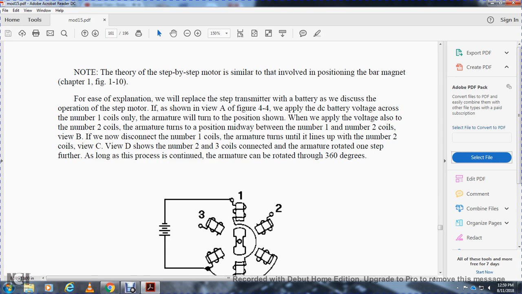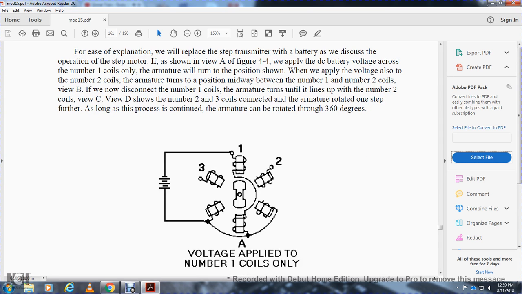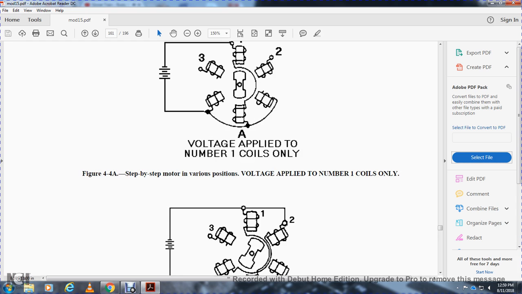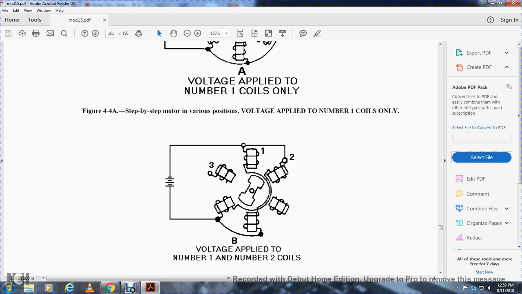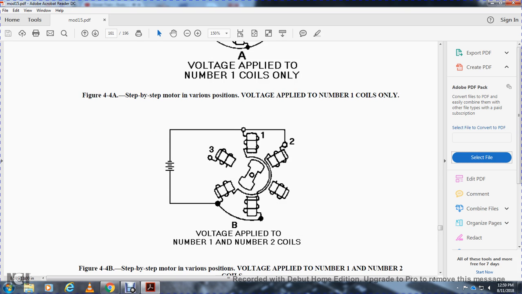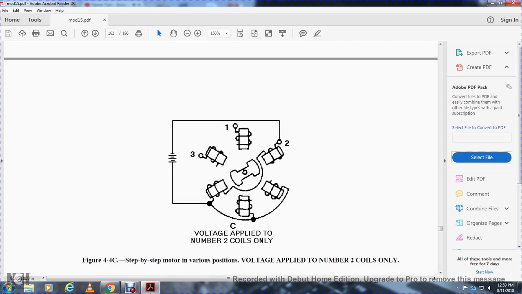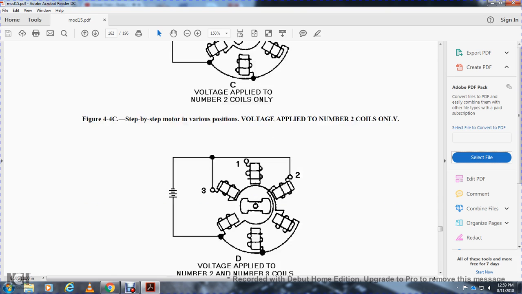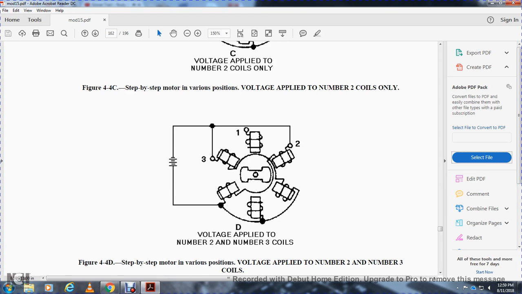The armature can be rotated through 360 degrees. Voltage applied to the number 1 coils only. Step-by-step variations of position. Voltage applied to the number 2 coils only. Voltage applied to the number 2 and number 3 coils.